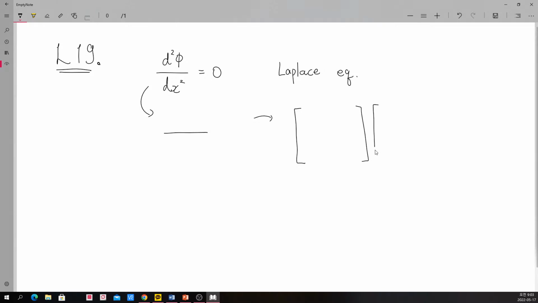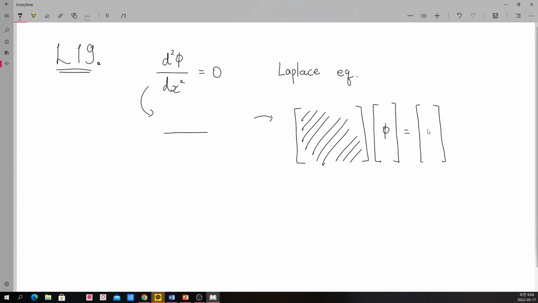So now you have the phi vector, and here you have a certain matrix corresponding to the second order derivative, and on the right hand side you have usually all zero, because the right hand side of your Laplace equation is zero by definition.